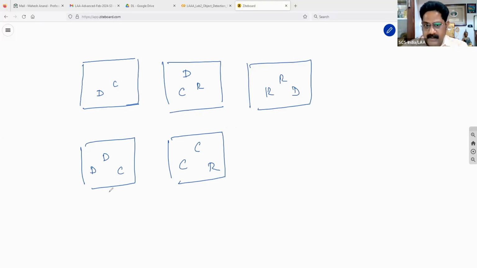Now, assume that we have trained the RCNN model. Now we want to validate the performance of RCNN. These 5 are the validation inputs.